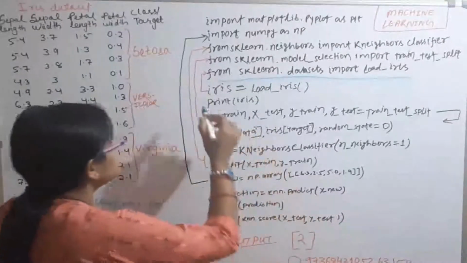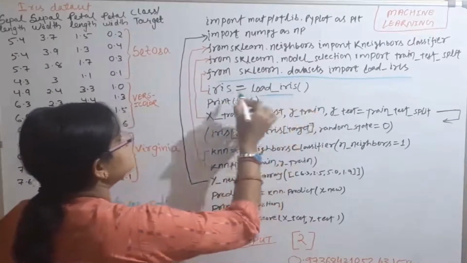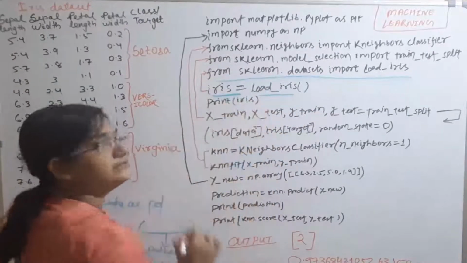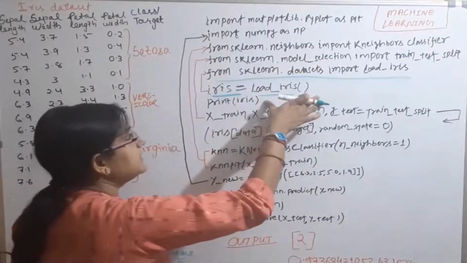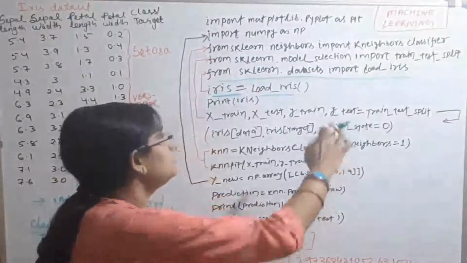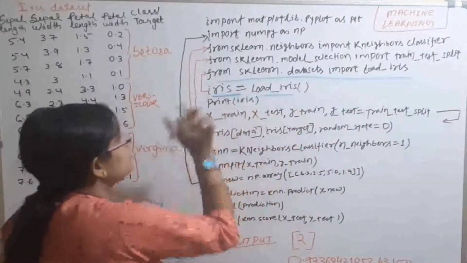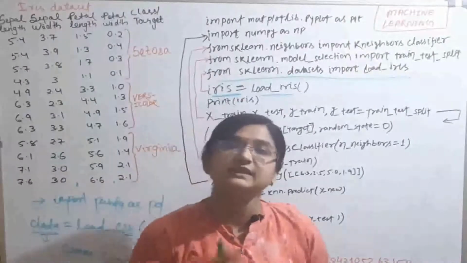The next line is load_iris. I have to load iris into a variable called iris. Now after writing the syntax, I can load my iris dataset into a variable called iris. So now my iris dataset is stored in the variable iris. Okay, so now my input steps are done.